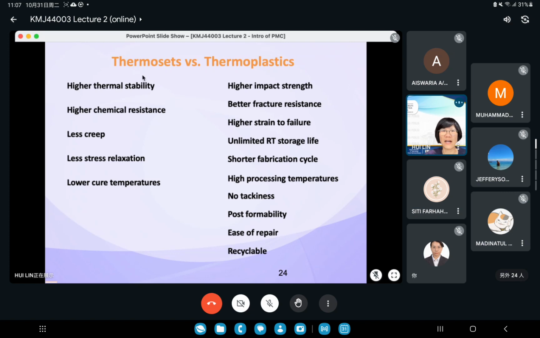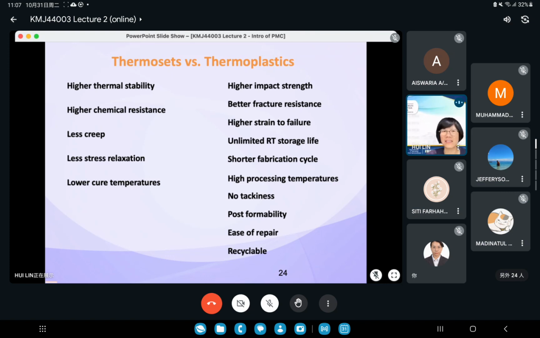For example, I want you to compare thermoset and thermoplastic. Here for thermoset, it has higher thermostability. For thermoplastic, here you should write lower thermostability. So compare like this: thermal with thermal, chemical resistance with chemical resistance. A thermoset has a higher thermal resistance, and for the other one at the side, you should write lower. So compare like this, okay? This is a bad example.